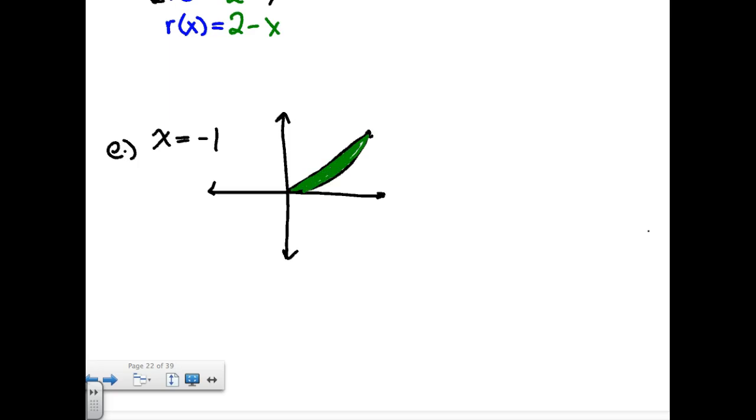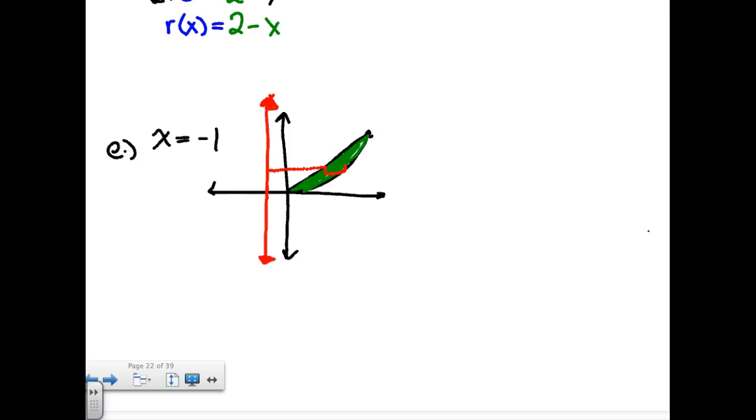Draw your axis of rotation, x equals -1. I'm going to do it in red. I think that's a good idea. Always do your axes in a different color from your work so you don't lose track of what you're rotating around. I draw my representative rectangle from the axis, perpendicular.